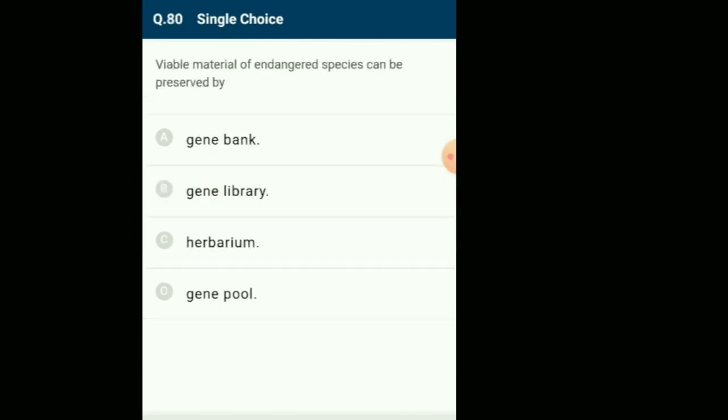Question number 80. Viable material of endangered species can be preserved by the gene bank. A gene bank is an institute that maintains stocks of viable seeds. It is generally called seed banks. Live growing plants such as orchids, tissue culture, and frozen germplasm with the whole range of genetic variability. So the answer is option A, gene bank.